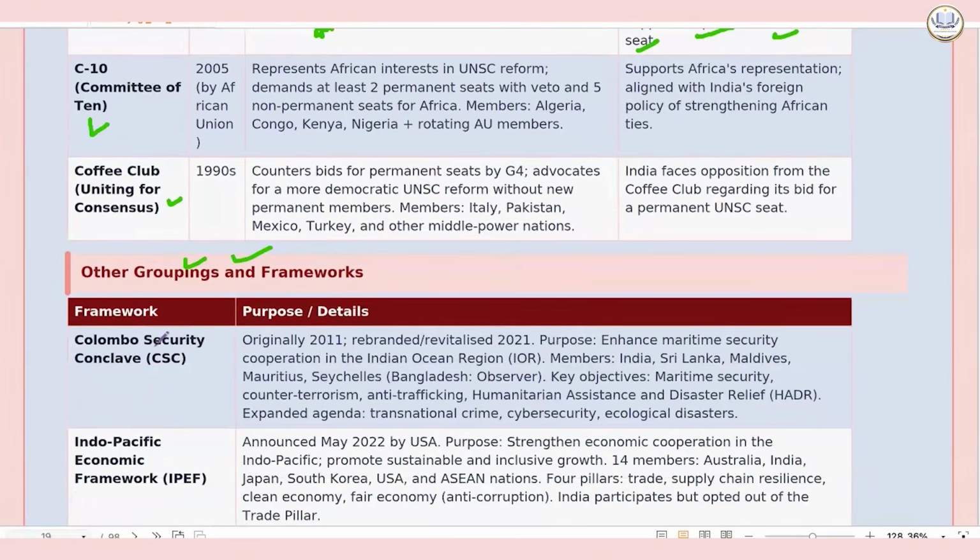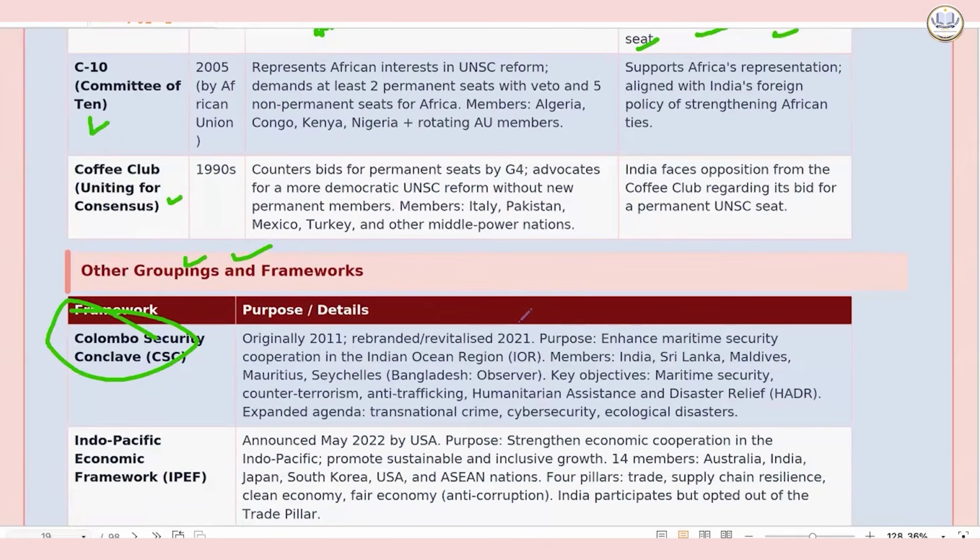We have some other groupings and frameworks, like the Colombo Security Conclave. It was formed in 2001 and rebranded in 2021. The purpose is enhanced maritime security cooperation in the Indian Ocean region. Members are India, Sri Lanka, Maldives, Mauritius, Seychelles, and Bangladesh is an observer. It tries to have maritime security, counter-terrorism, anti-trafficking, humanitarian assistance, and disaster relief. The agenda was expanded; now transnational crime, cyber security, and ecological disasters are also included.